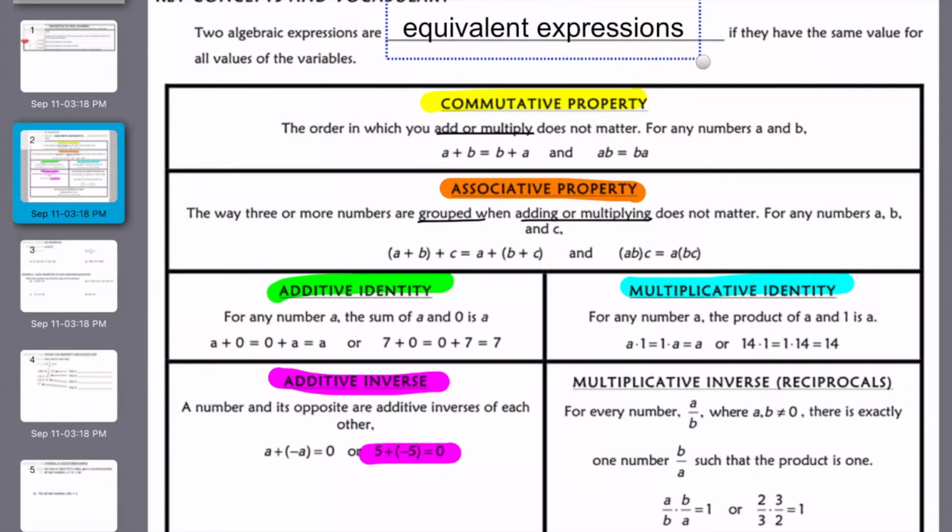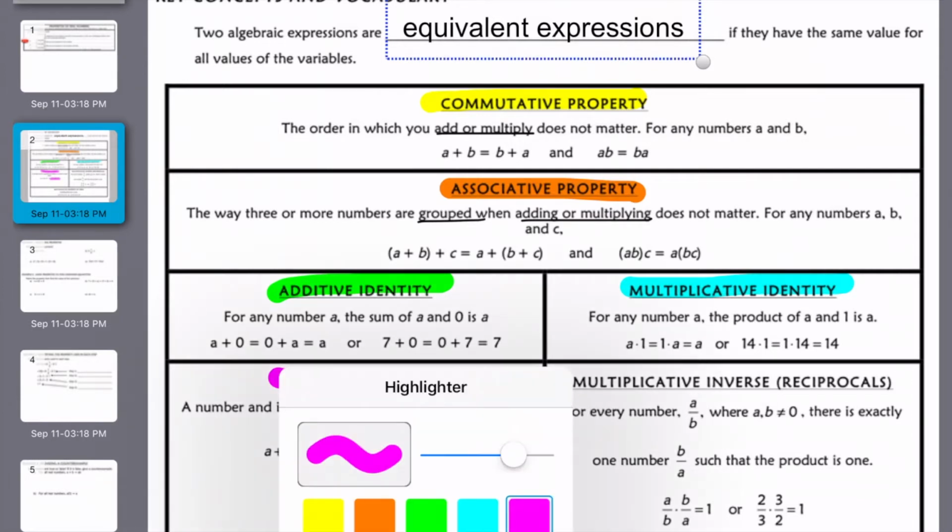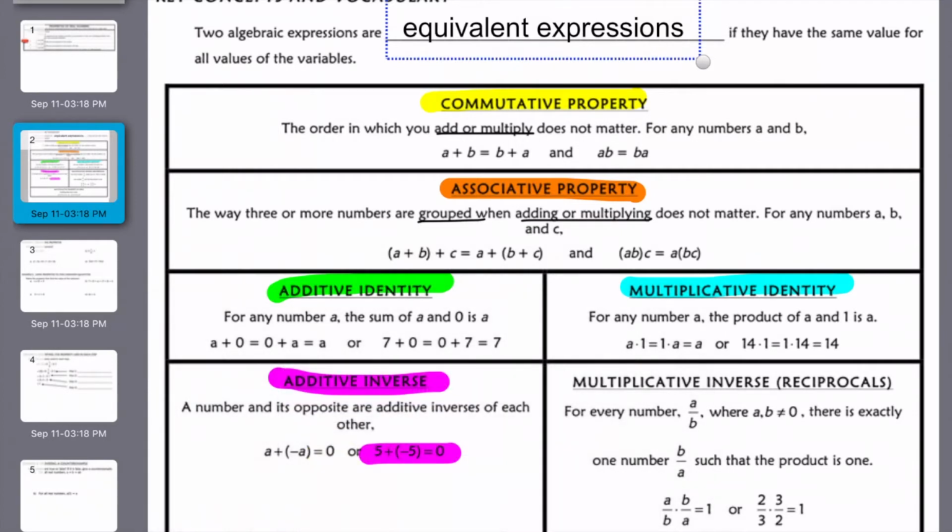Our multiplicative inverse, or reciprocals. Remember that nice word, especially when we're thinking about how to divide by a fraction? We multiply by the reciprocal. So for every number a over b, where a and b do not equal 0, there is exactly one number, b over a, such that the product is 1. So if you have a fraction and you multiply by its reciprocal, that's going to be equal to 1.